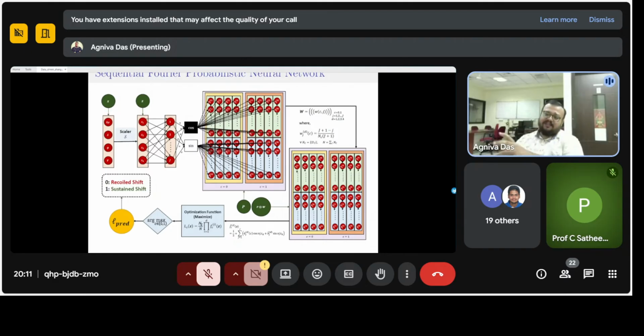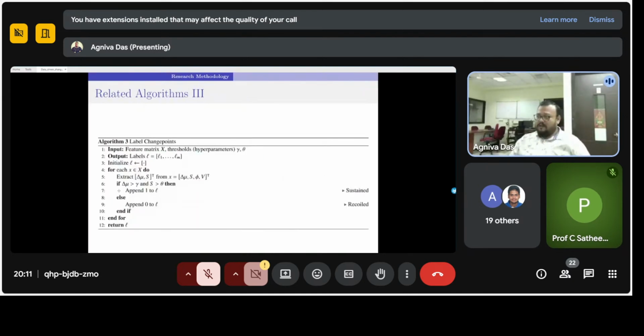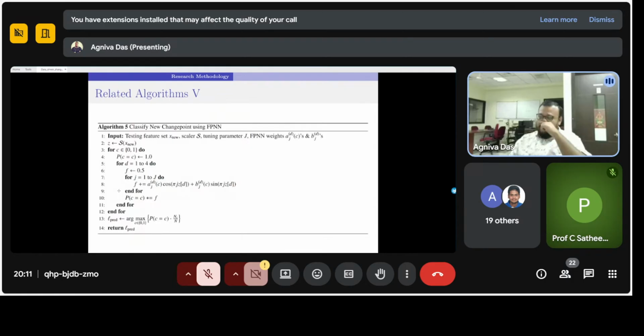We can also convert this. We can take an inverse and then minimize it, whatever we want. And on the basis of that, we get a predicted value of whether or not the shift is going to recoil or it is going to sustain. These are some of the algorithms that we have used. I will not go through them as we have very limited time.